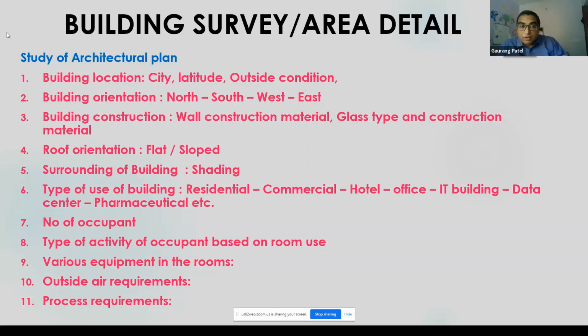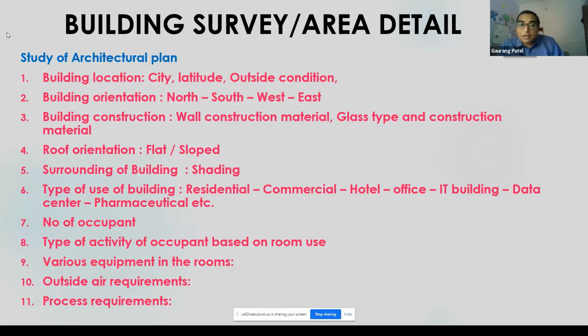The shading around your building: what amount of shading is available? Maybe you have a 5-story building, and just next to it on the west side there is a high-rise building of 20 floors. That small building gets shading in the evening hours from the tall building, and we can take benefit of that while doing the heat load calculations.